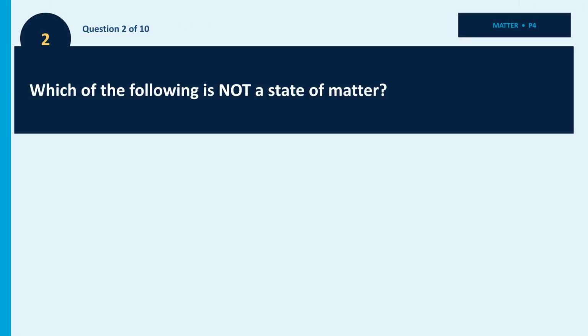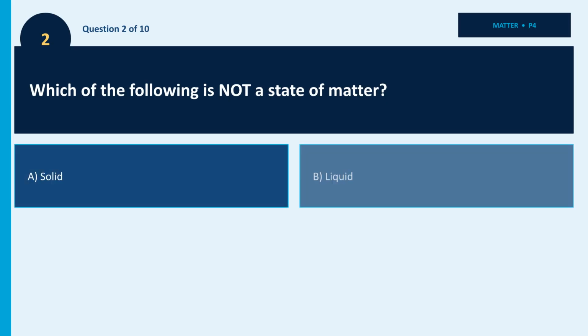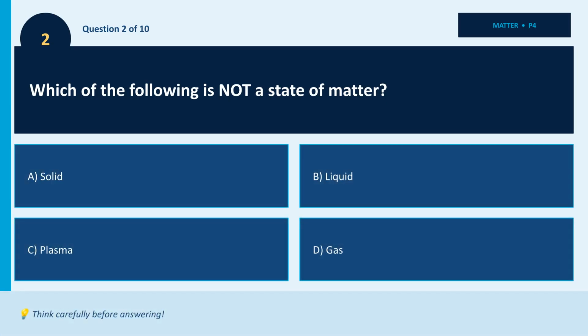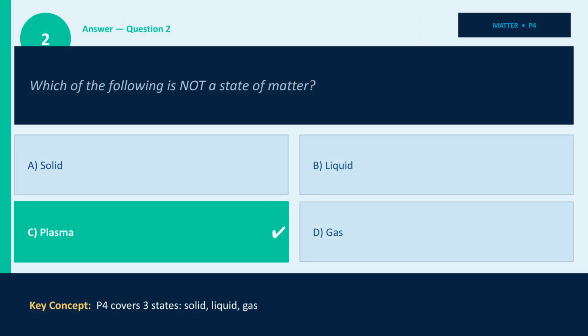Question 2. Which of the following is not a state of matter? Is it solid, liquid, plasma, or gas? The correct answer is C, plasma.